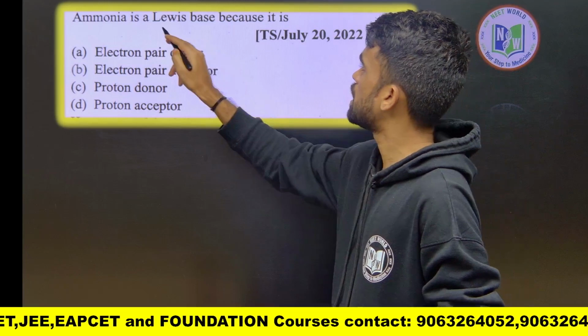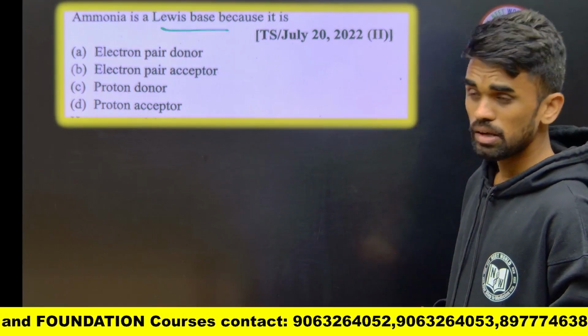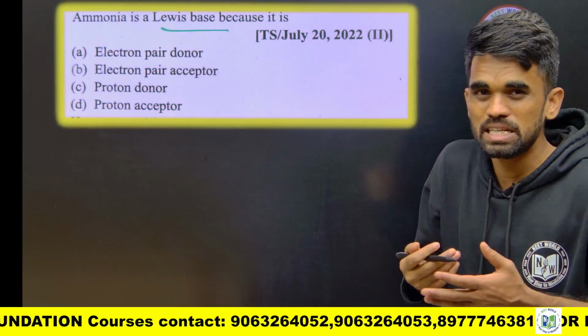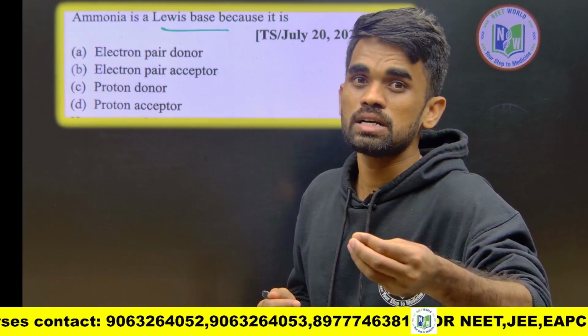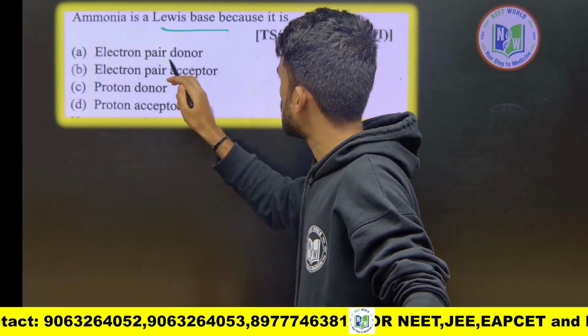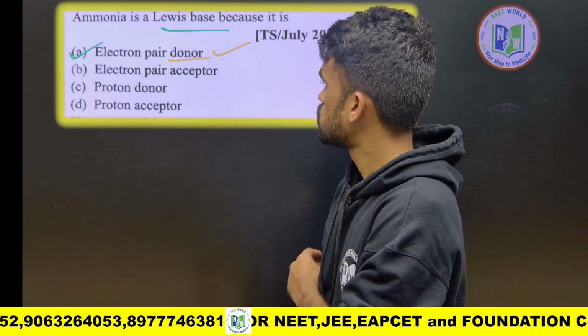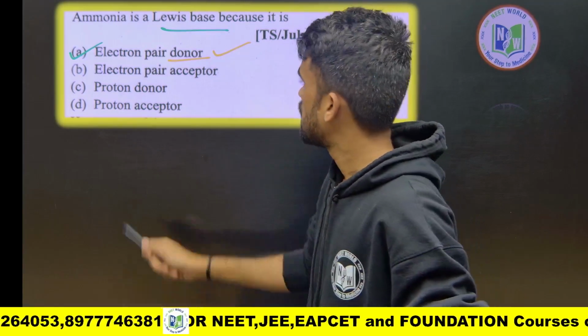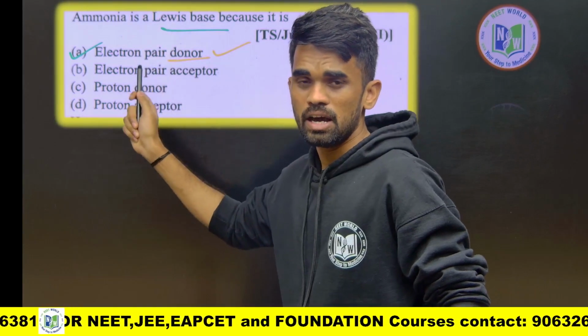Ammonia is a Lewis base. Why is it? What is the basic definition of Lewis bases? Electron pair donors are Lewis bases, right? So electron pair donor, yes, that's it. So your answer is 1. If they ask about Lewis acids, you should say electron pair acceptor. I hope you got clarity on this kind of questions.